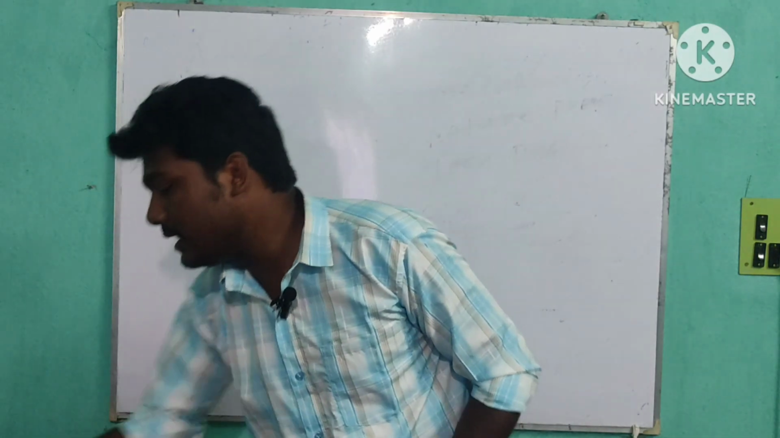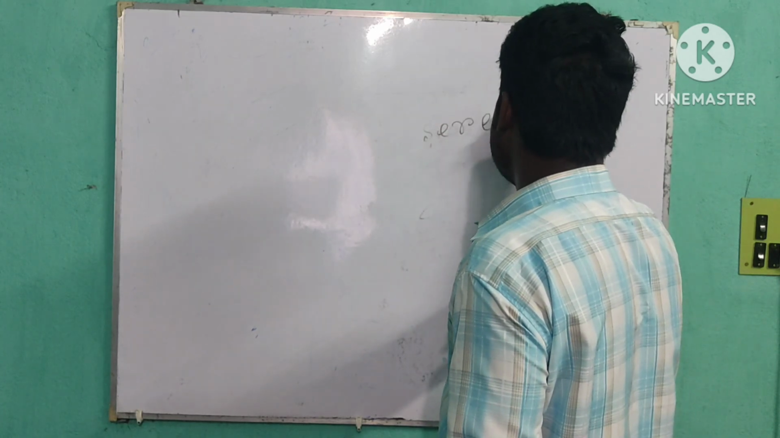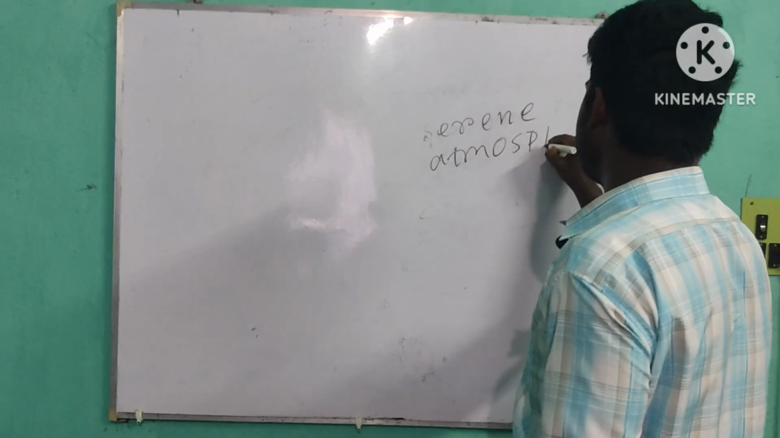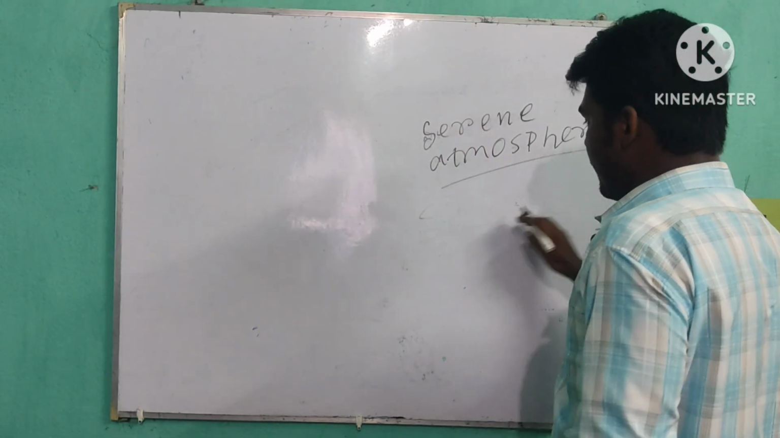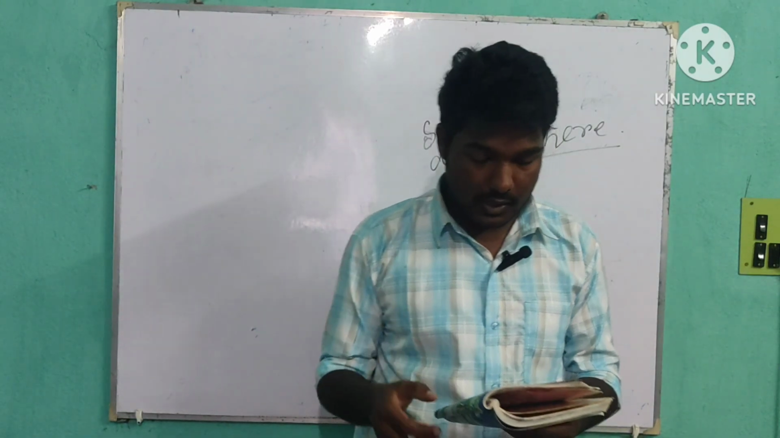Now, what is serene? Serene means calm and cool. What kind of atmosphere? Serene atmosphere. That is called serene atmosphere. That serene atmosphere is there, and it is seen there beautifully.